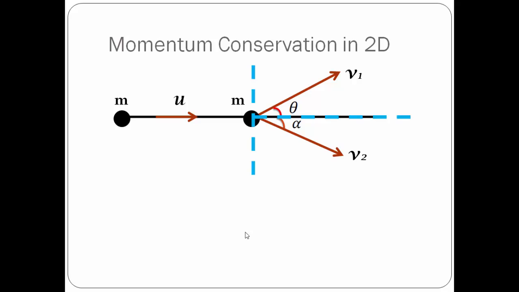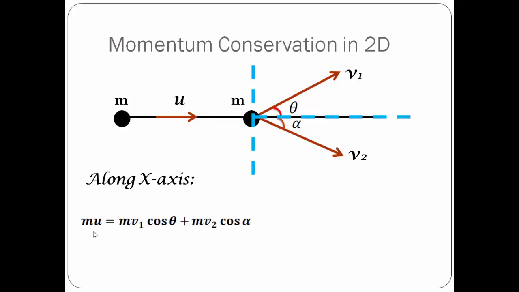and they make an angle theta and alpha respectively with the x-axis. Now since momentum is always conserved, we will consider momentum conservation before and after in x-axis and then y-axis. Therefore, along x-axis, before, momentum was mu, after, momentum is mv1 cos theta, the component of v1 along x-axis, and mv2 cos alpha, the component of v2 along x-axis.